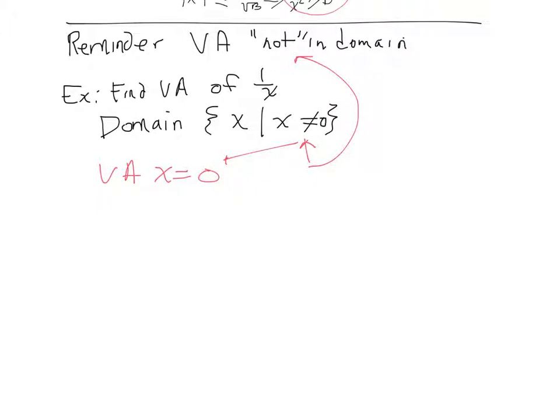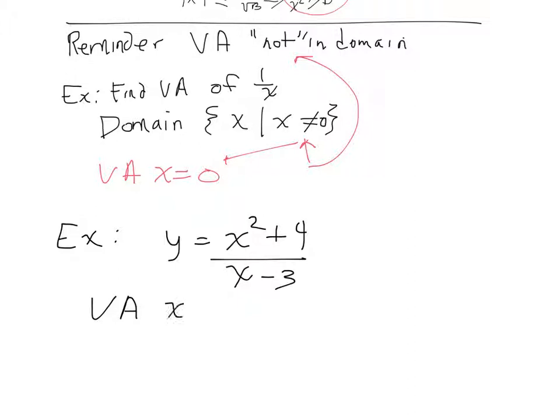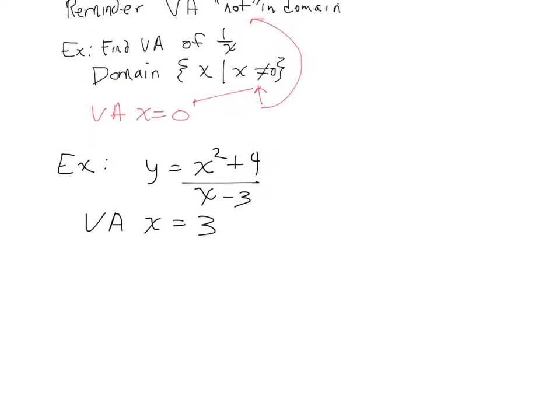If I had y equals x squared plus 4 over x minus 3, what's the vertical asymptote? 3. Yeah, so in other words, you just look at the denominator and what makes the denominator 0. So hopefully that's a reminder of how you find vertical asymptotes. There might be times that you have to factor that, okay? And then basically what you're doing is setting your denominator equal to 0 and solving for your variable, and that gives you your vertical asymptote.